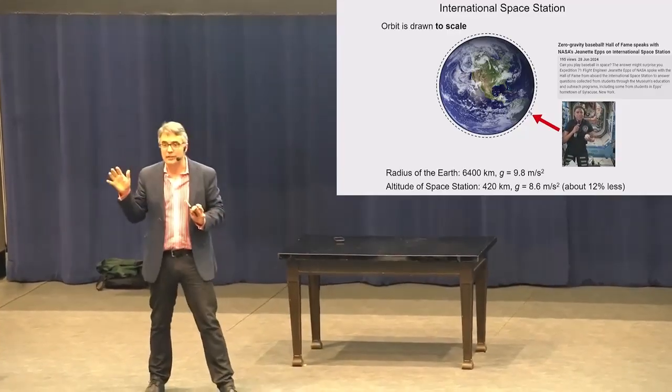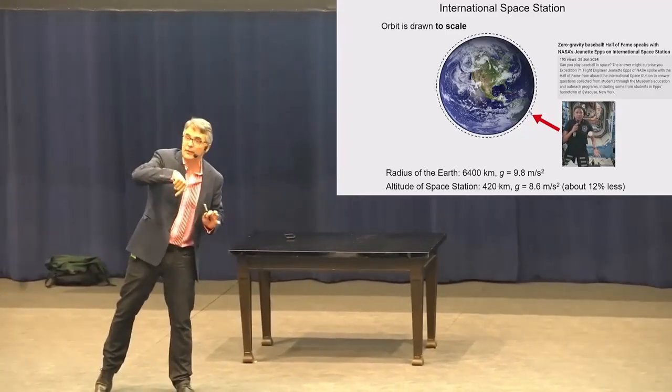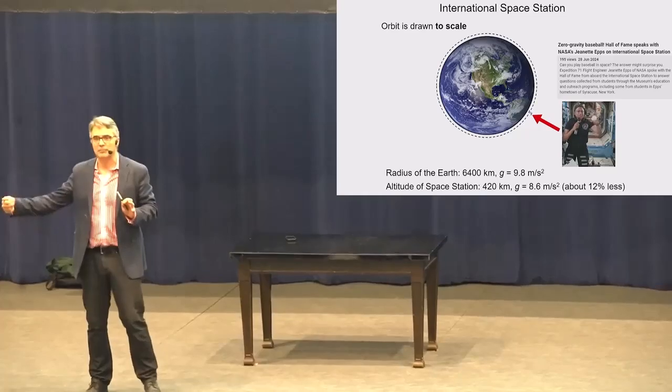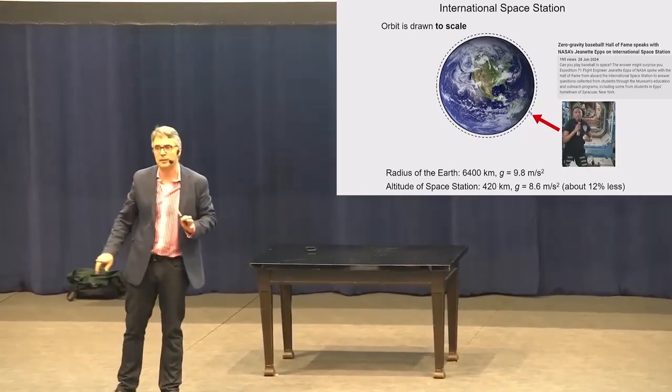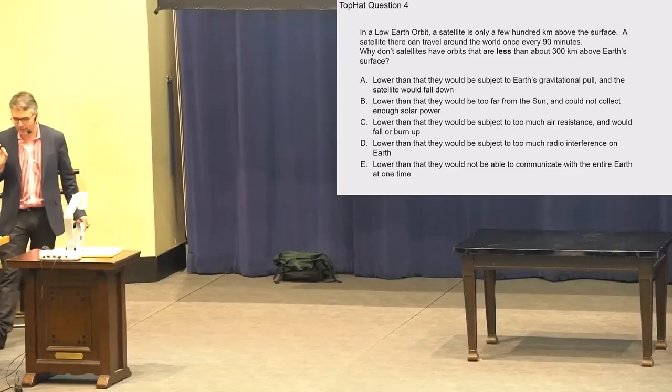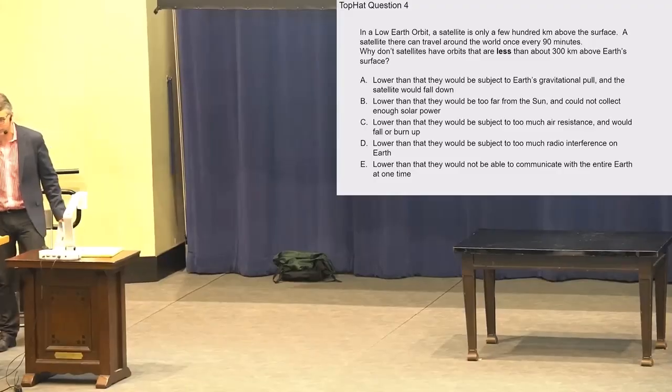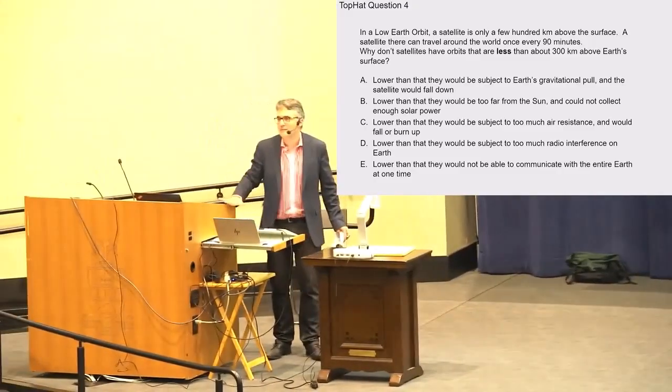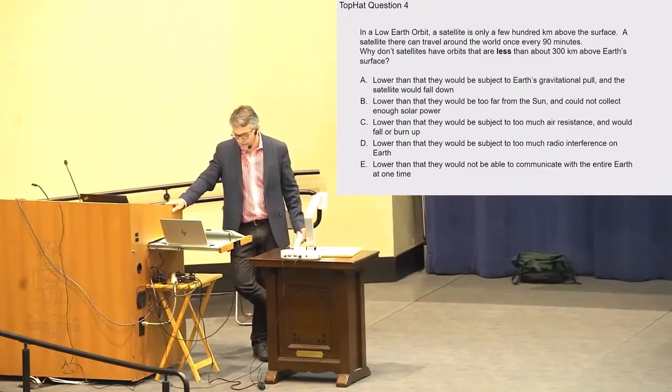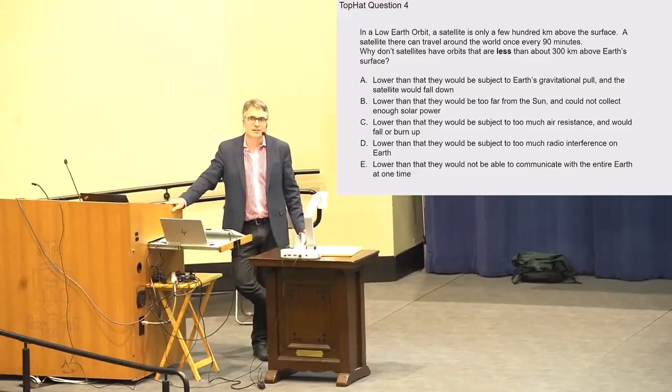Now, it's not 9.8, it's only 8.6, but they're accelerating downwards at 8.6 meters per second squared, and that forms their centripetal acceleration. In low Earth orbit, a satellite is only a few hundred kilometers above the surface. It only went up maybe 300 kilometers, something like that. So, why do they do that? It costs a lot of money.